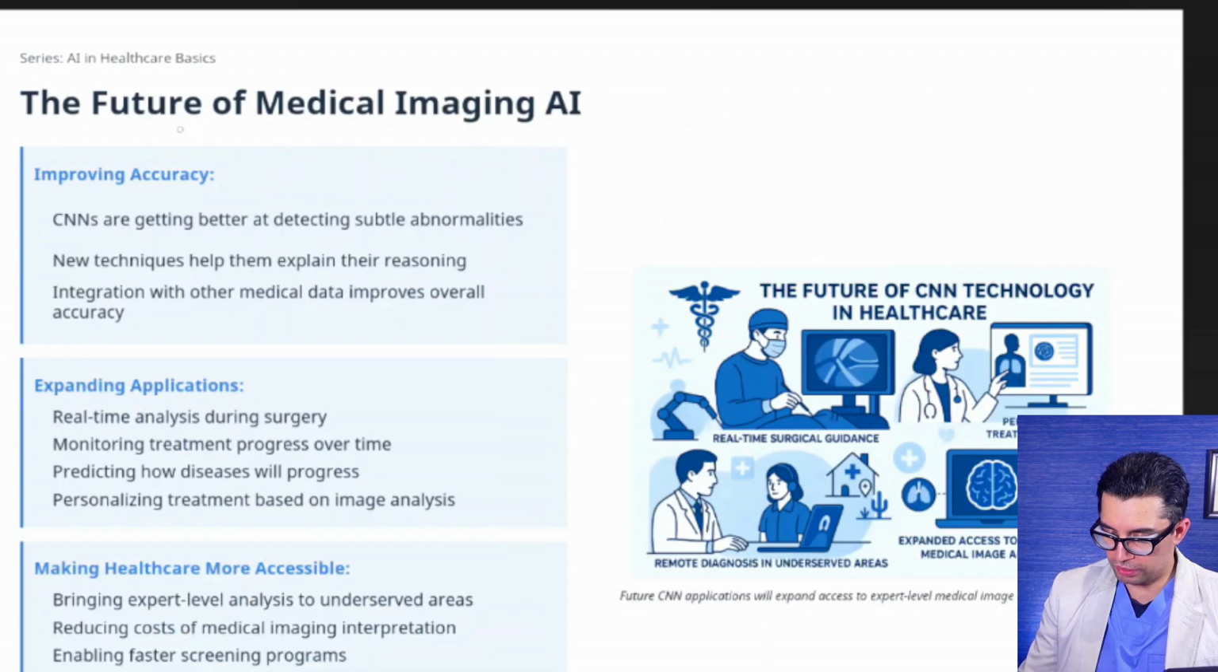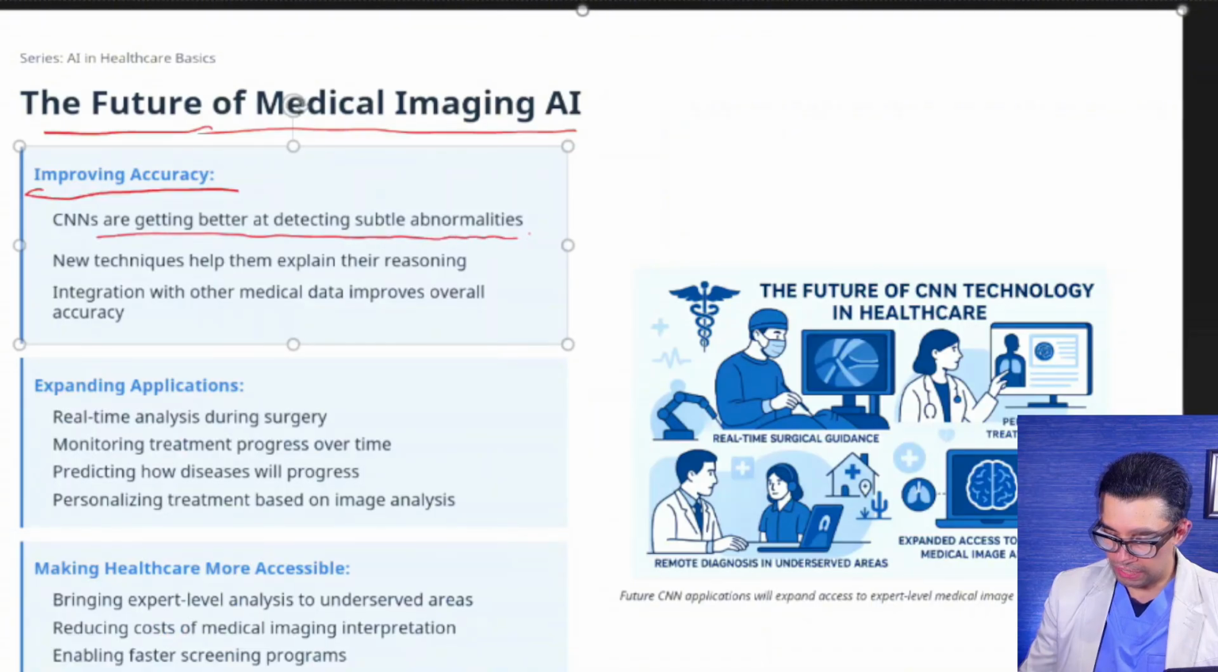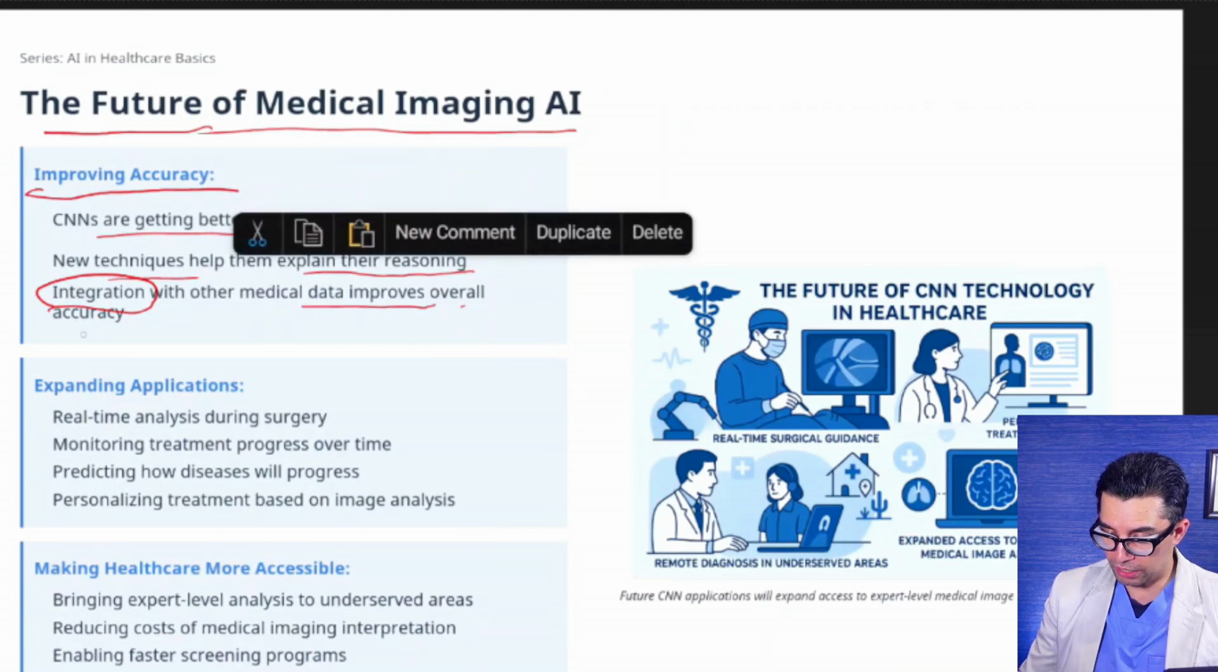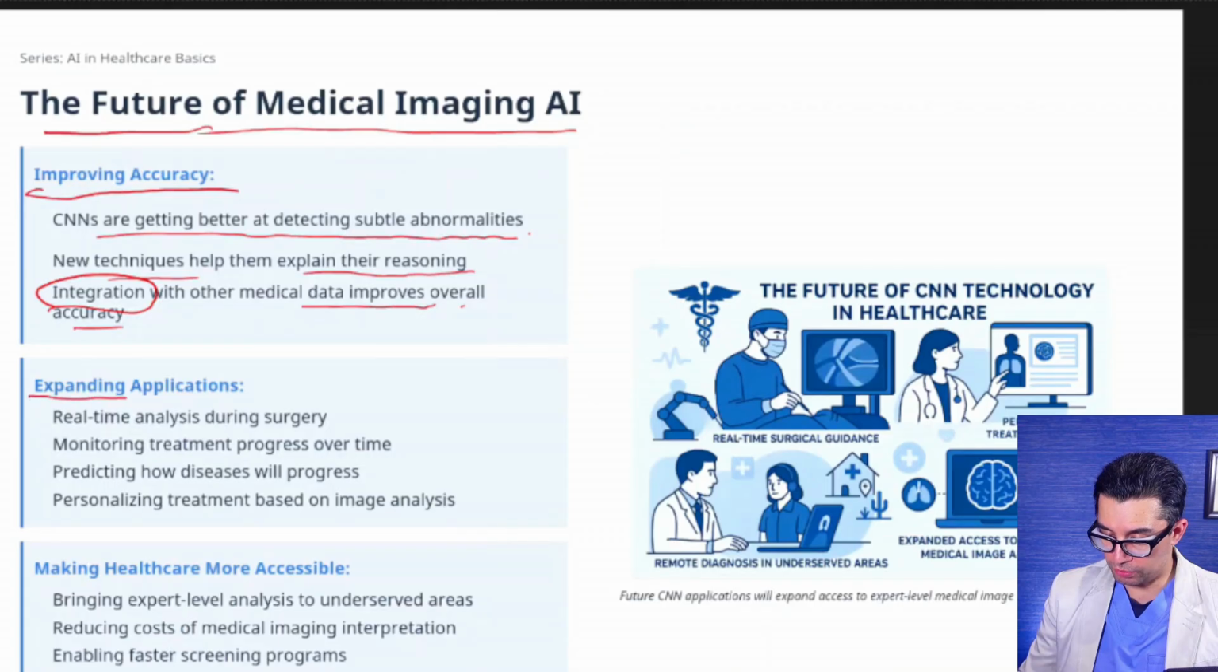Now, having said this, let's go over a little bit on the future of medical imaging and AI. The accuracy is improving. CNNs are getting better at detecting subtle abnormalities, and new techniques help them explain their reasoning, which is all being developed. And as we talked about previously, there's going to be integration with other medical data, which improves overall accuracy. Then what I'm really excited about is expanding applications: real-time analysis during surgery, monitoring treatment progress over time, predicting how diseases will progress, and personalizing treatment based on image analysis.